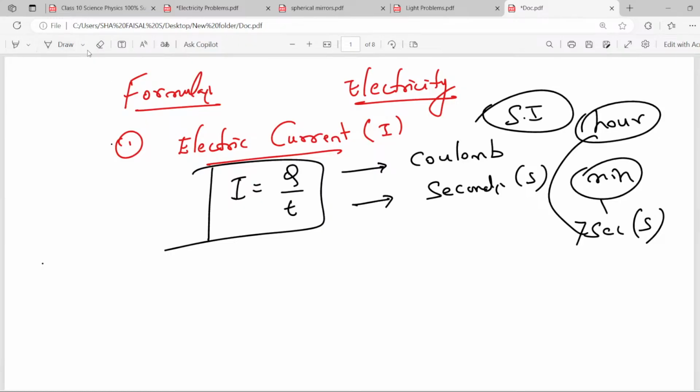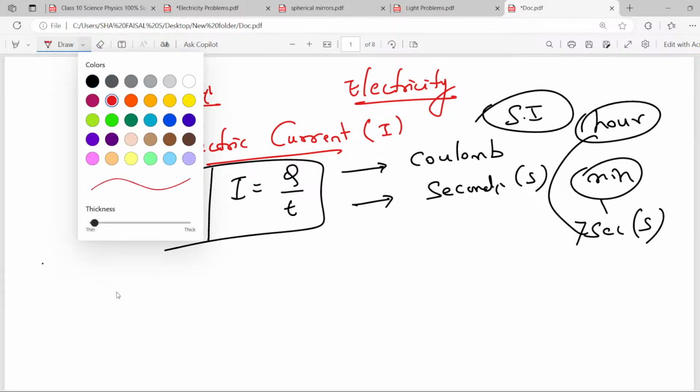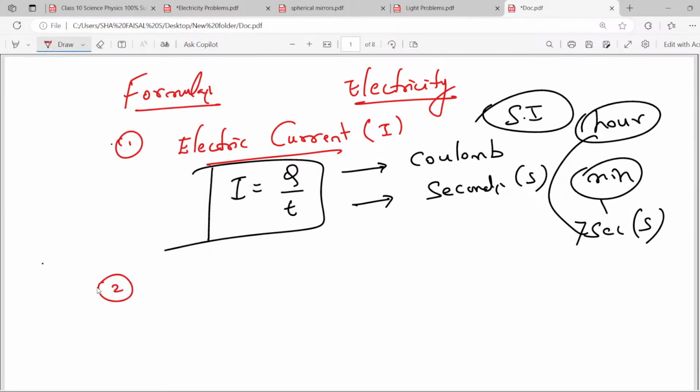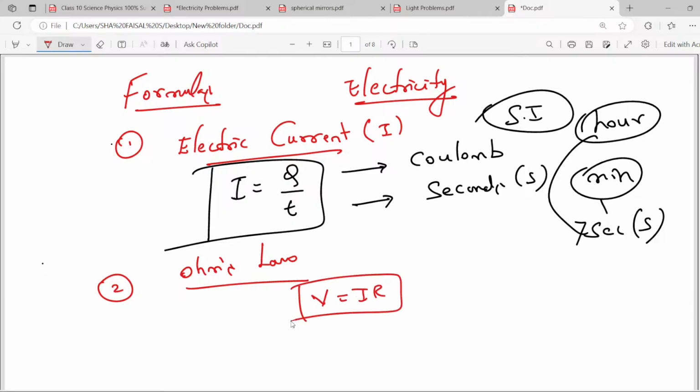And come to the next formula, that is Ohm's law. As we know, Ohm's law gives the relationship between I, V and R, so we can say that V is equal to I into R. We are going to use this as a formula to solve the numericals. V is known as potential difference, I is electric current, and R is resistance, sometimes also called the proportionality constant. Is this clear? Good.